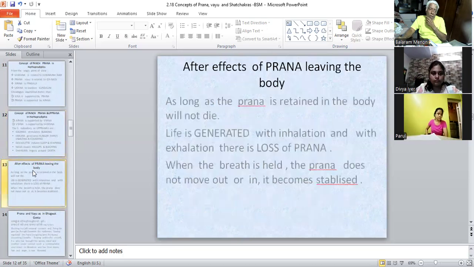Next. As long as the prana is retained in the body, one will not die. Life is generated with inhalation, and with exhalation there is a loss of prana. When the breath is held, the prana does not move, or it becomes stabilized.